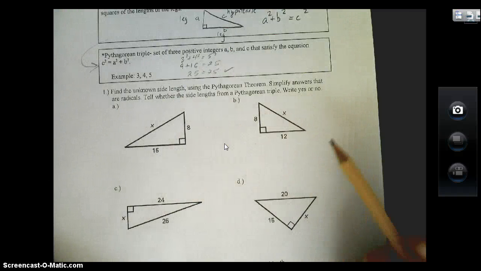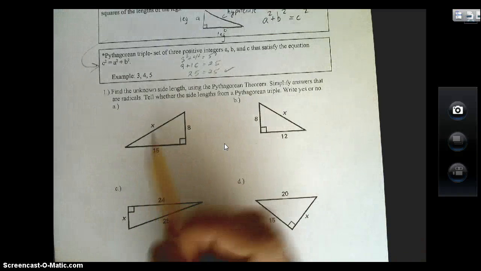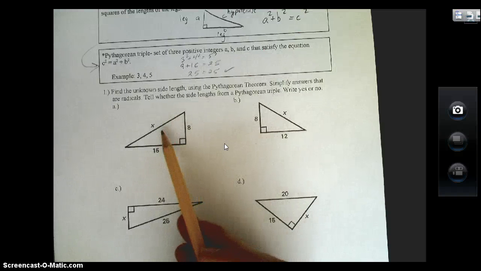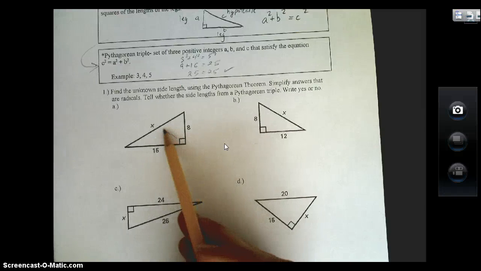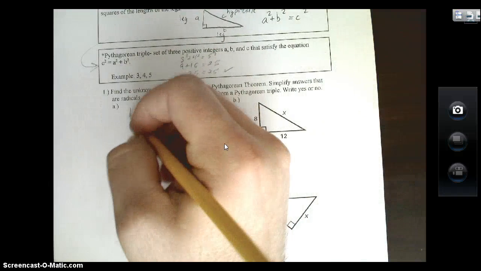Our first goal is to solve for a missing side. So you want to identify the x in this problem. Is that a leg or is that a hypotenuse? Well, since it is across from your right angle, this is going to be your hypotenuse.